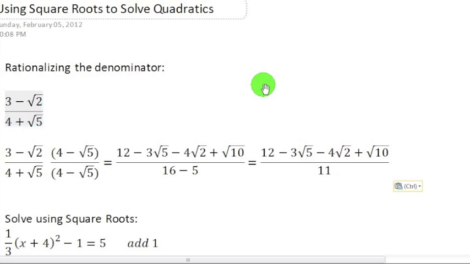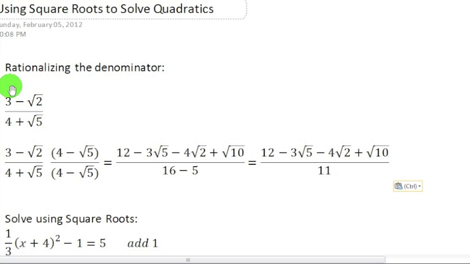Using square roots to solve quadratic equations. In this tutorial, we're going to look at just two different examples from this section. This is section 3.6 out of our Math 2 book. We're going to look at rationalizing the denominator when it's really not a very nice fraction to start with. And then we're going to look at solving a quadratic using the square root method.